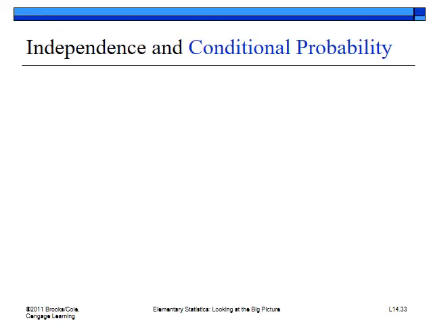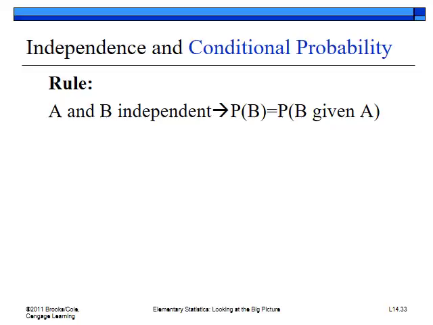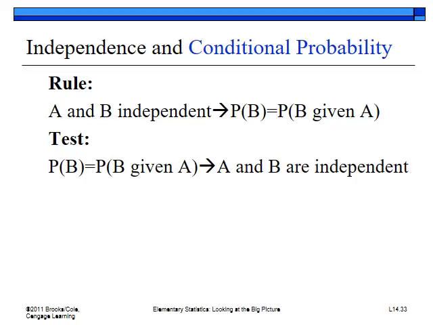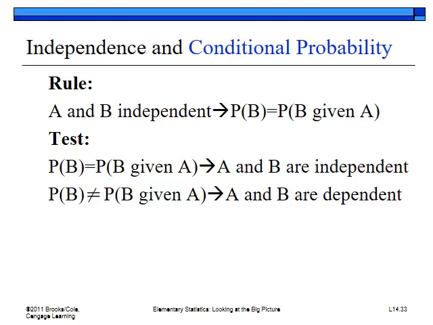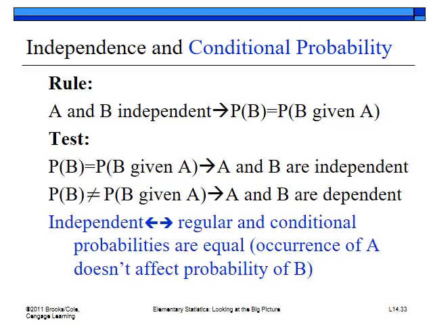To generalize those last two examples, events A and B are independent means that the probability of B and the probability of B given A are the same. So if we want to test for independence, we compute those probabilities. If they're equal, then A and B are independent. If they are not equal, then A and B are dependent. So independence is equivalent to the statement that the regular and the conditional probabilities are equal.